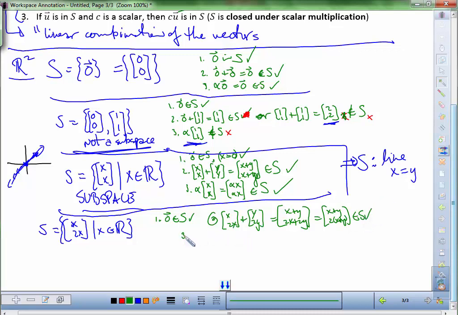And then the third one, if I multiply this by alpha, I'm going to get alpha times x and then 2 alpha times x. Is this still in the set? If you look at alpha times x as x, it's still in the set. So this is some number, and this is 2 times that number. So this is still in S. So this is a subspace.